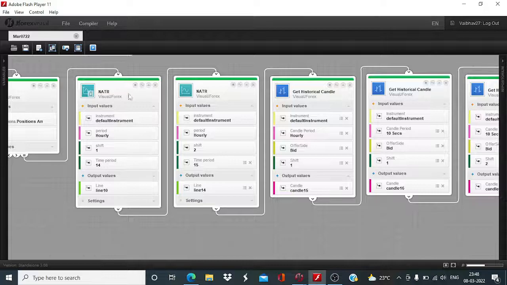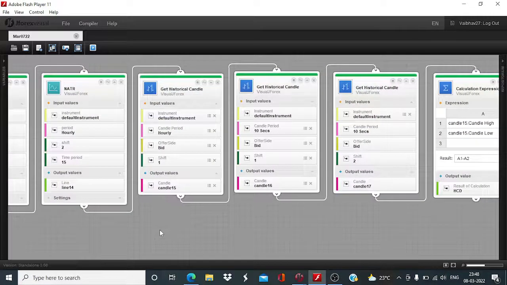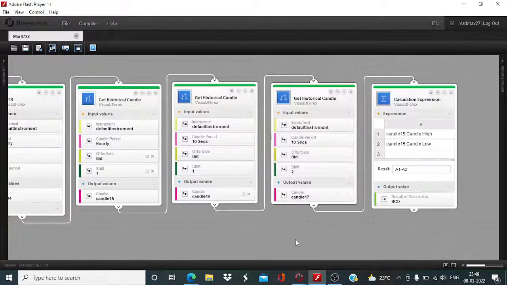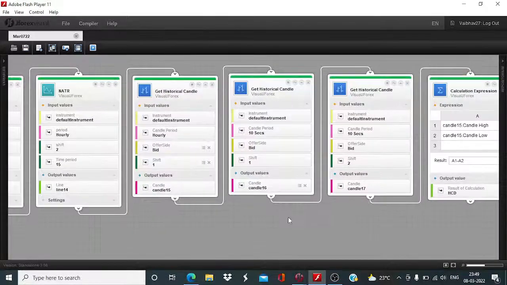The normalized average true range blocks have been added with the candle period of 1 hour each. The only difference between these two blocks is the look back period. Here it is 1 and in this case it is 2. To look at the price volatility, we are also taking the help of get historical candle. This is the hourly time frame, and these two to make the precise entry point are of 10 seconds each. And this calculation expression has been used to find the difference between the last hourly candle high and the candle low, which we will utilize to set the conditions for the execution of the trade.